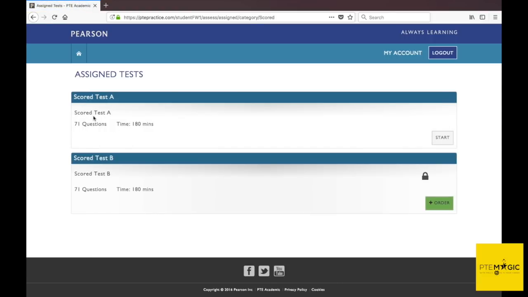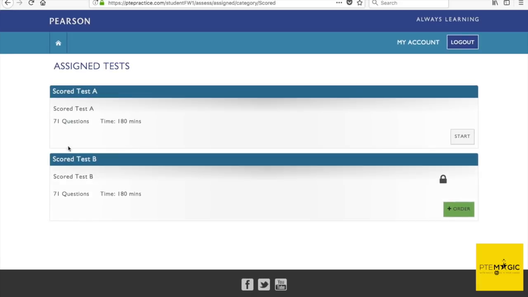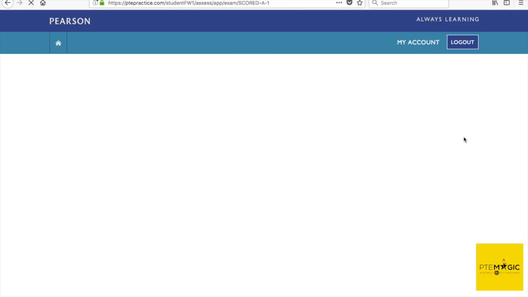So today we're going to do score test A, which consists of 71 questions and you're given 180 minutes. But in this session, I'm just going to show you the speaking part only. Some people found that this test is actually harder than the real test. So it's a good chance for you to practice and equip yourself with the right techniques and tricks to ace the speaking part. So let's get started.